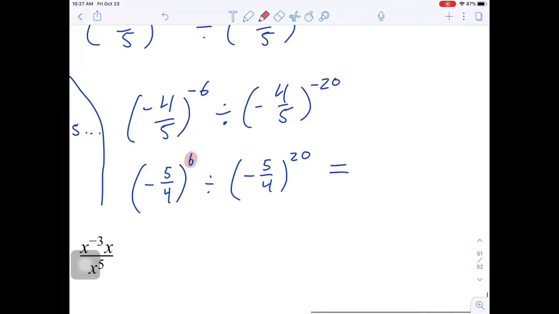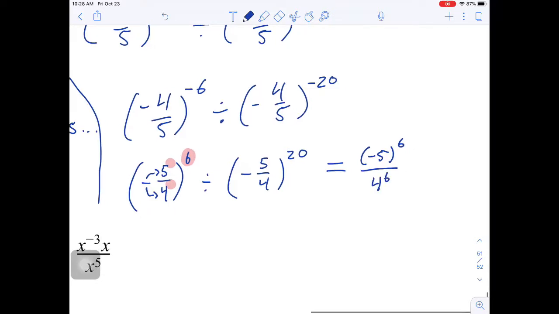My first thing is I'm going to apply the power of 6 to negative 5 and positive 4. And remember that this negative can either be applied to the 5 or the 4. So what I'm going to do is apply it to my numerator. So this will be negative 5 to the power of 6 over 4 to the power of 6. And this thing's dividing negative 5 to the power of 20 over 4 to the power of 20. Okay, so recognize what I've done there. I've applied the exponent to both things.